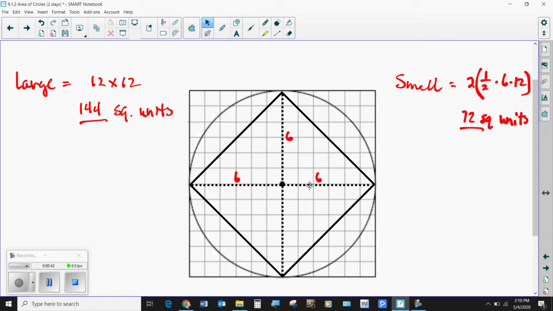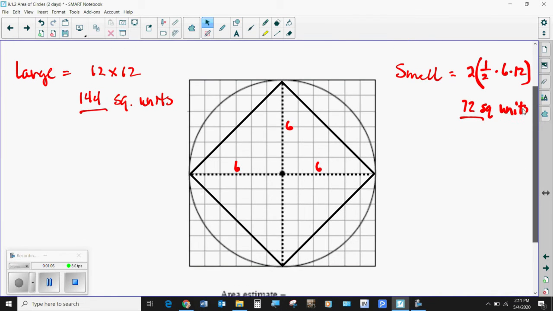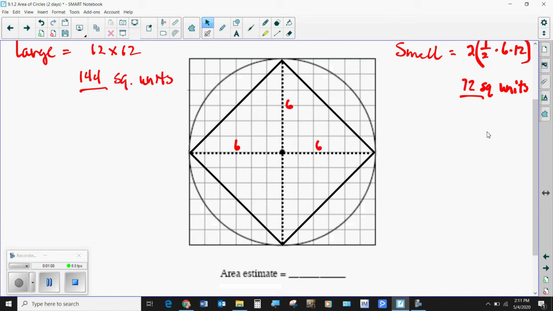And so if we look at this six unit radius circle that we have here, the larger square would be 12 by 12, so that's 144 square units. The smaller square ends up being 72 square units by the time we figure out the area of all these little mini triangles in there. And then the average between those two ends up being pretty close to, what did we say that was?